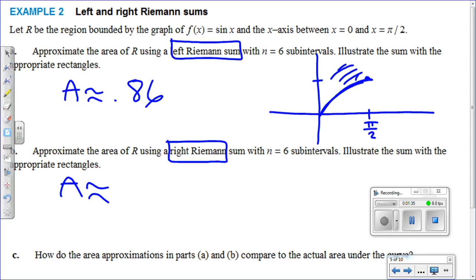So what was this one? It was 1.12-ish. Let's say 1.2, something like that. It was not too far from what I remember. And the actual area, I know we did it. Do you guys remember what it was? It was 1, right? So when you have a function that is concave down, the right Riemann sum will be an overestimate and the left an underestimate of the actual area.